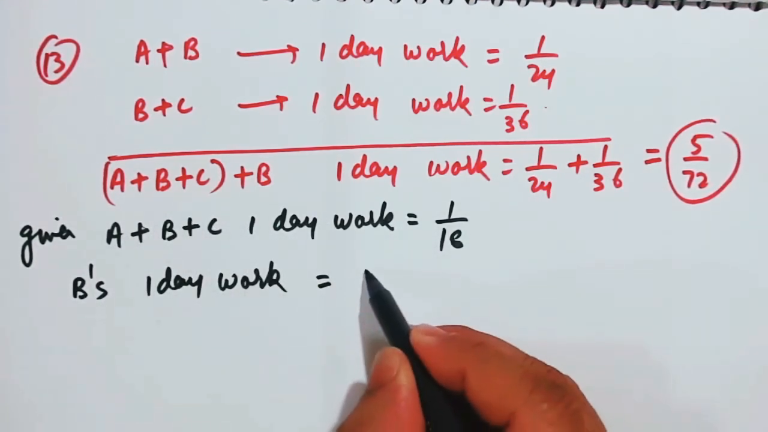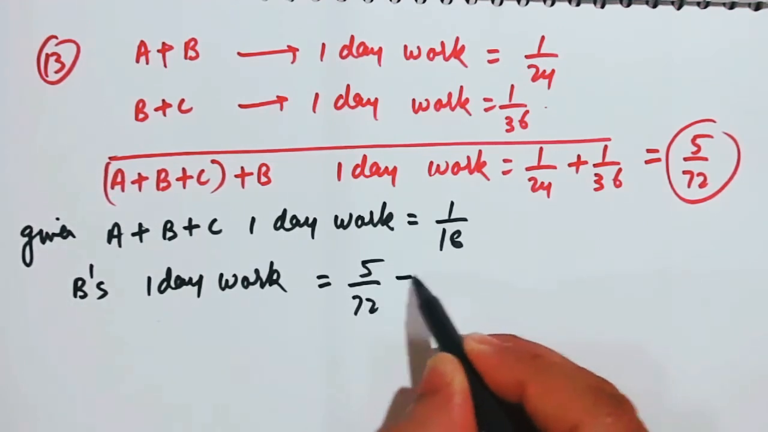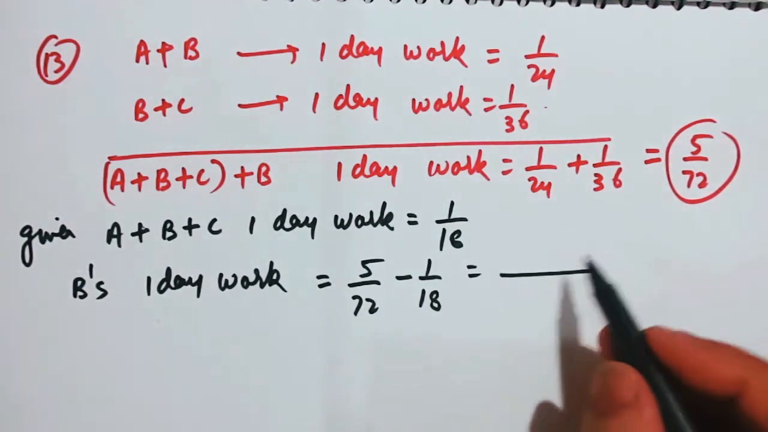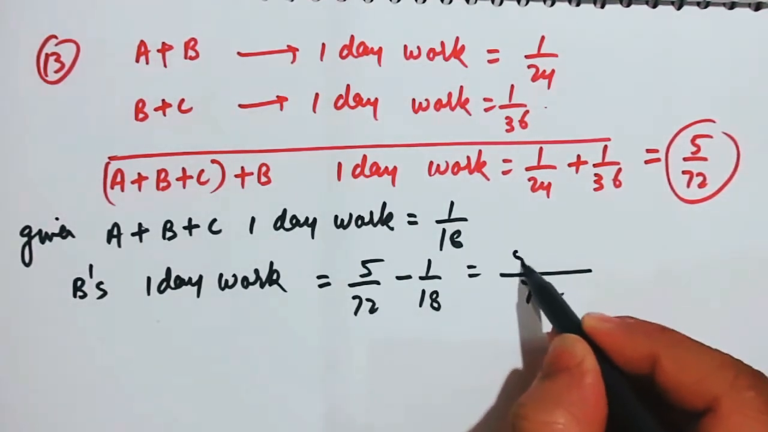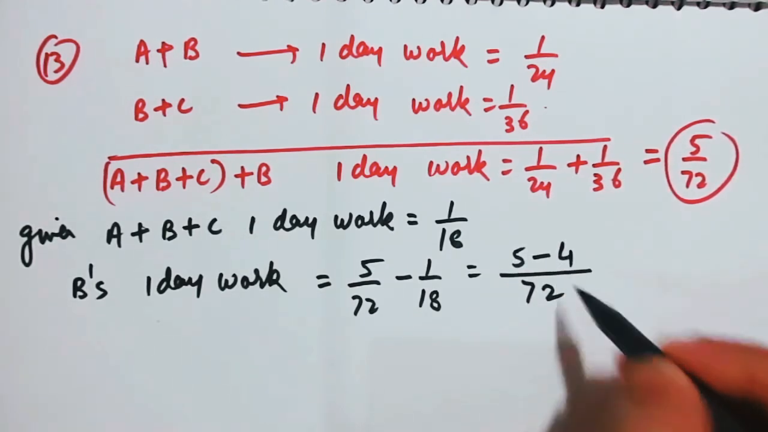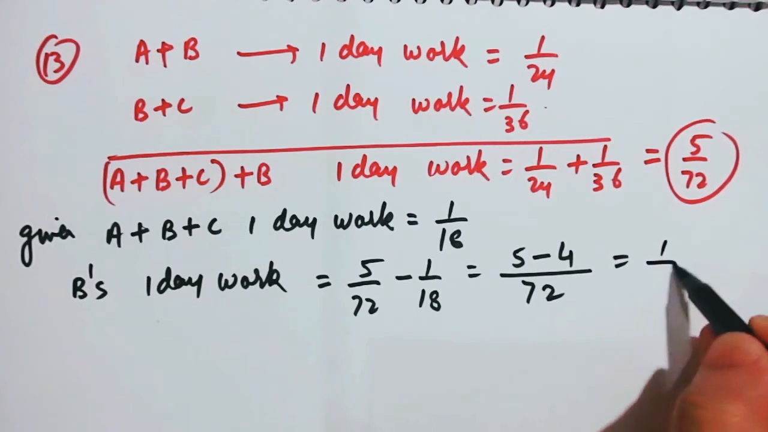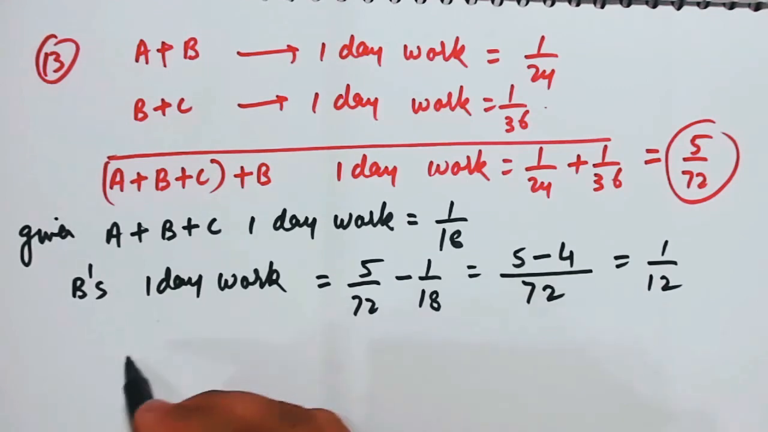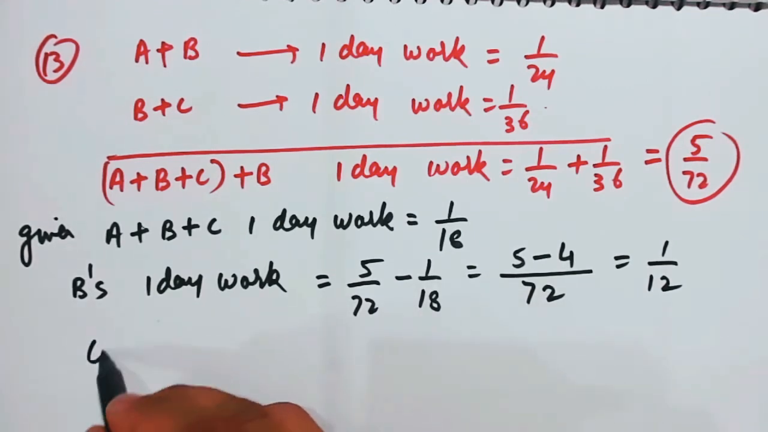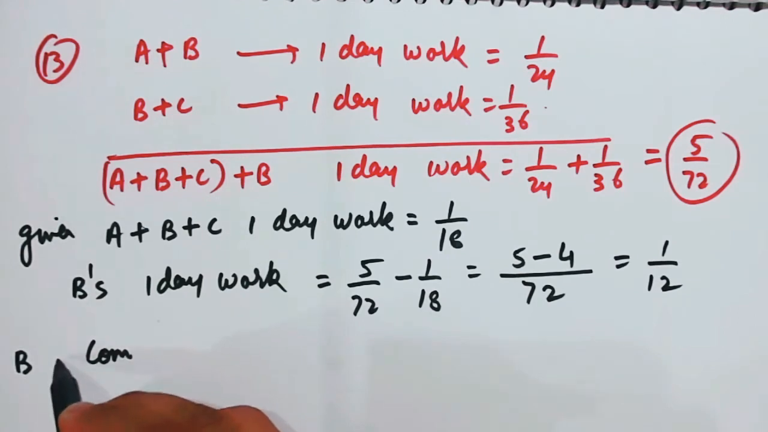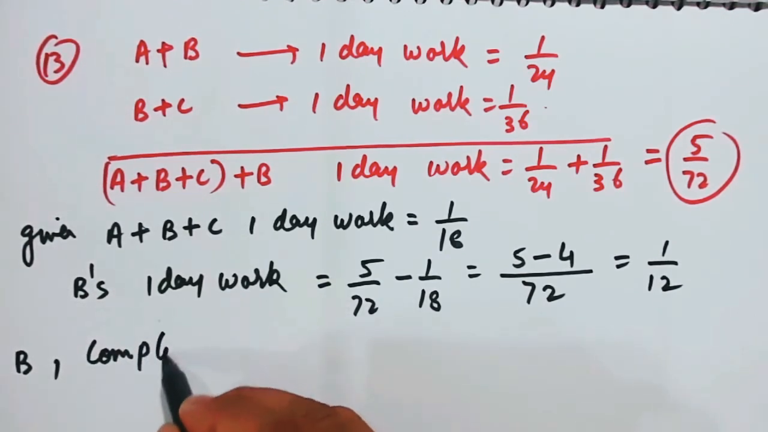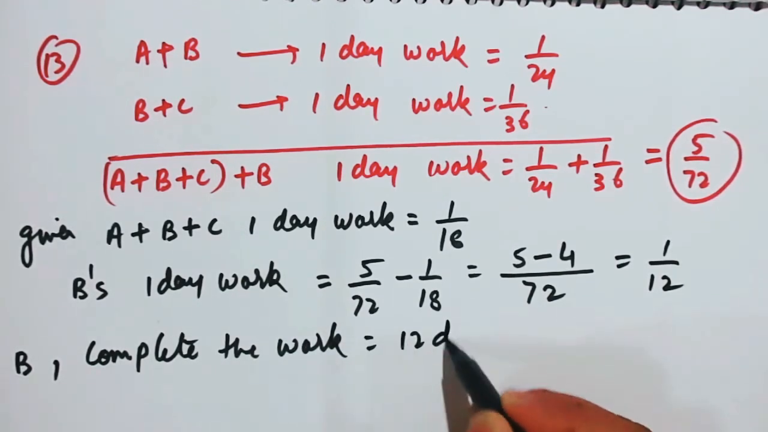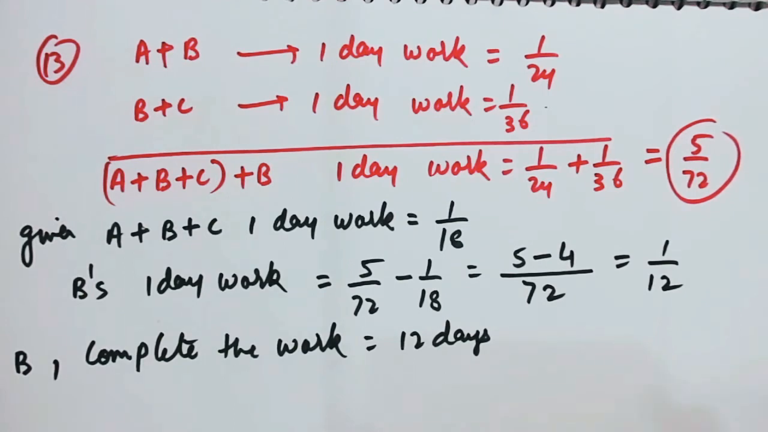So B's one day work will be 5 by 72 minus 1 by 18, and you know that our LCM is equal to how much? Equal to 72. 5, and 18 how many times? 18 fours are 72. So it is equal to 1 by 12. So B's one day work is equal to 1 by 12. So can't you find out in how many days B can complete it? So B can complete the work in how many days? In 12 days. In 12 days. Okay?